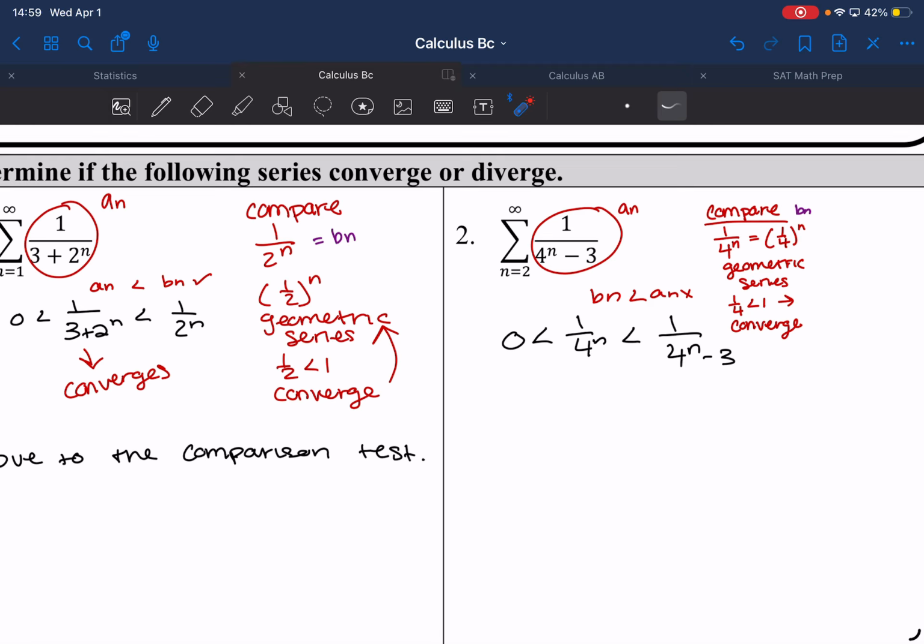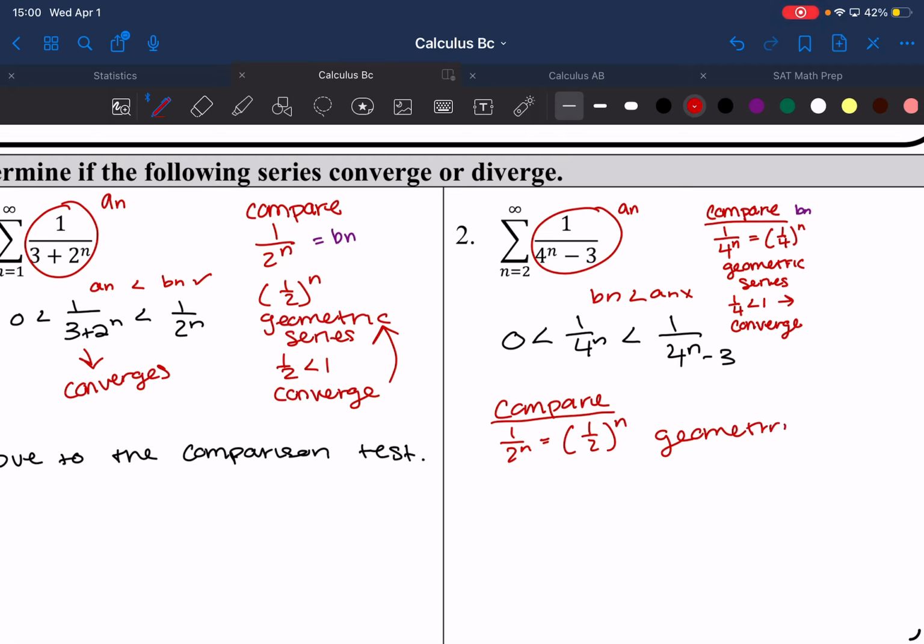Okay, 1 over 4 minus 4. Sure, that could work. That's getting a little confusing there. But what about another geometric series, but instead of 1/4 as our r, we can make it 1/2. Okay, that works. Or 1/3 would also work as well. So we'll do 1/2. Now we're going to compare 1/2 to the n power, which is the same as 1 over 2 to the power of n. Again, this is geometric. So based on everything we just talked about above, we know this is going to converge.